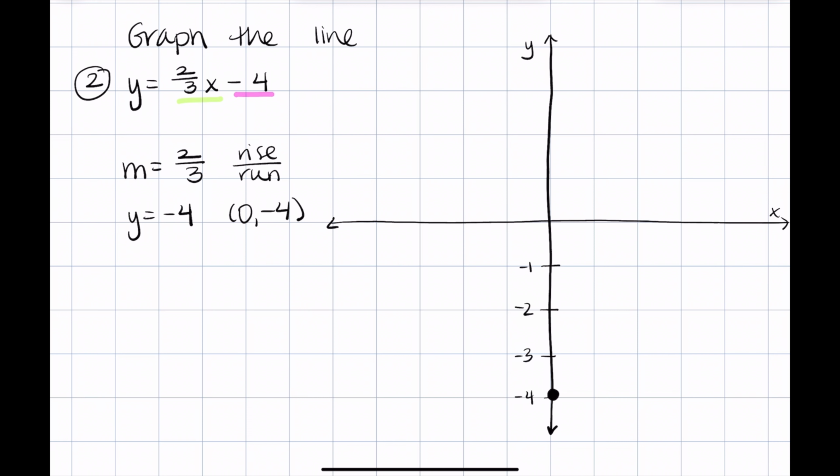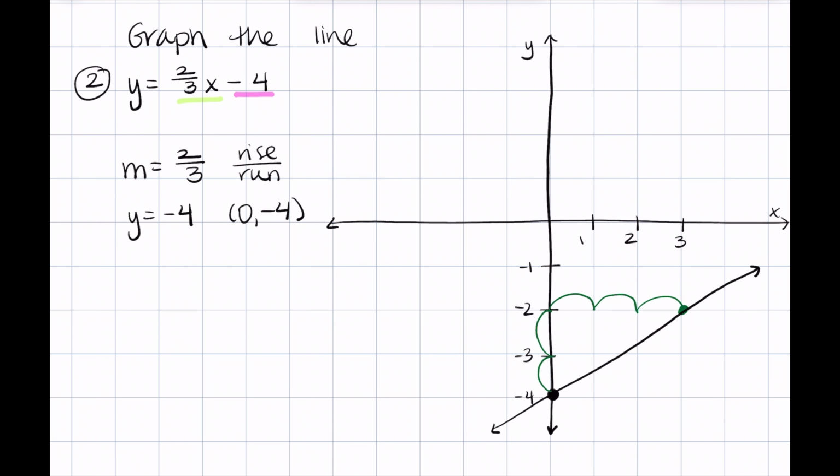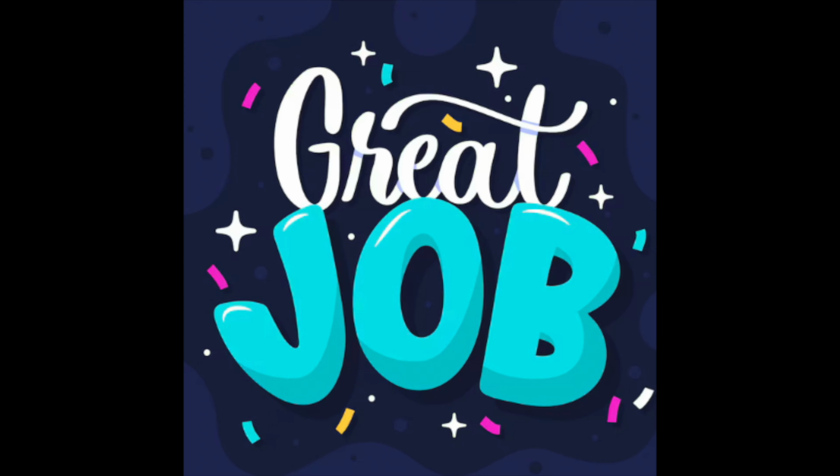We know that slope is rise over run, and our slope here is 2 over 3. So we will go up 2 and over 3. And by over, I mean to the right. So we'll go up by 2 and to the right 3 units to get our second point. Once we have our 2 points, we just connect the dots, connect our points, and that is your line, y equals 2/3 x minus 4. And with that, that wraps up our practice questions for today.